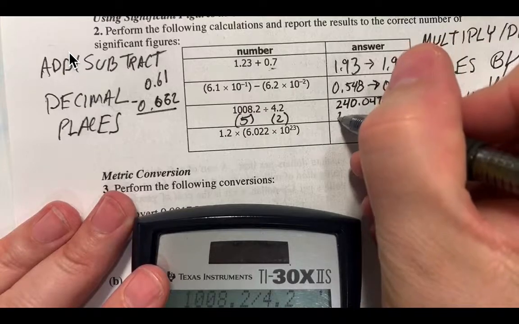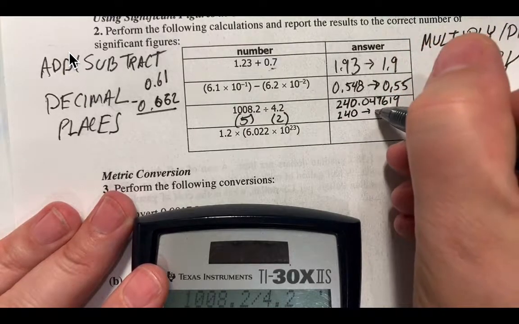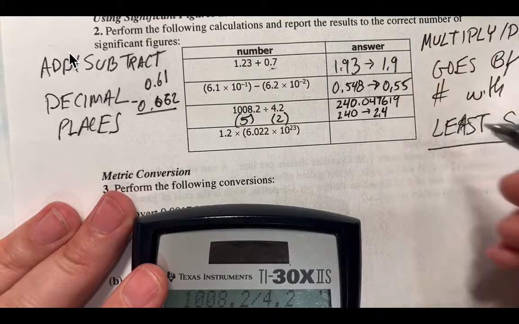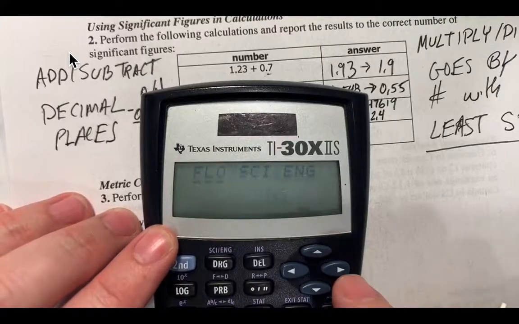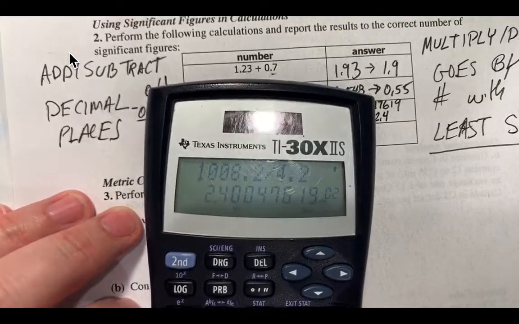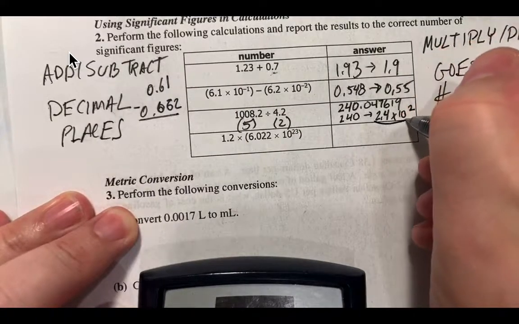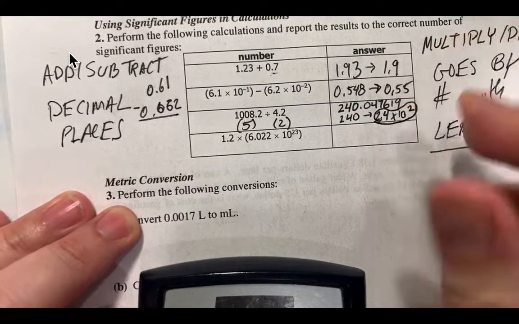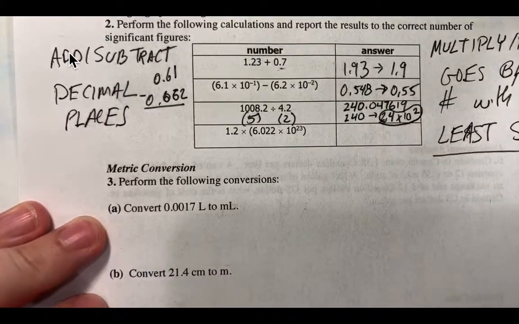There's a couple ways I can report this. 240 is the sloppier way, or to really let people know that it's 2 sig figs, I would go into scientific notation. And again, I don't have to know how to do it. I can get the calculator to do it. 2.4 times 10 to the 2. In some cases, the only really nice way to show the number of sig figs is with scientific notation.